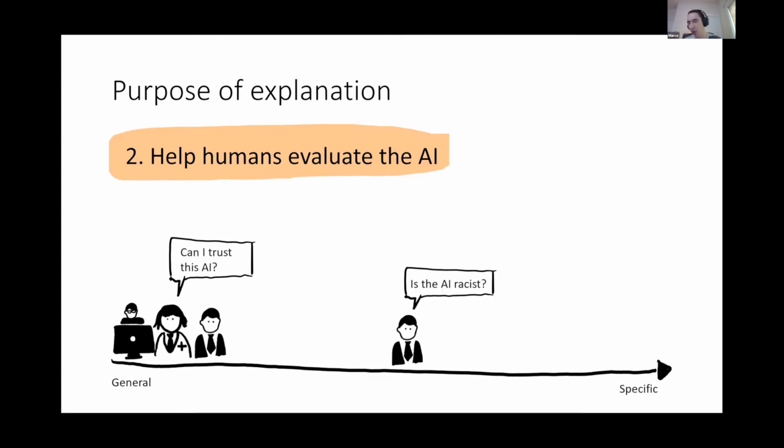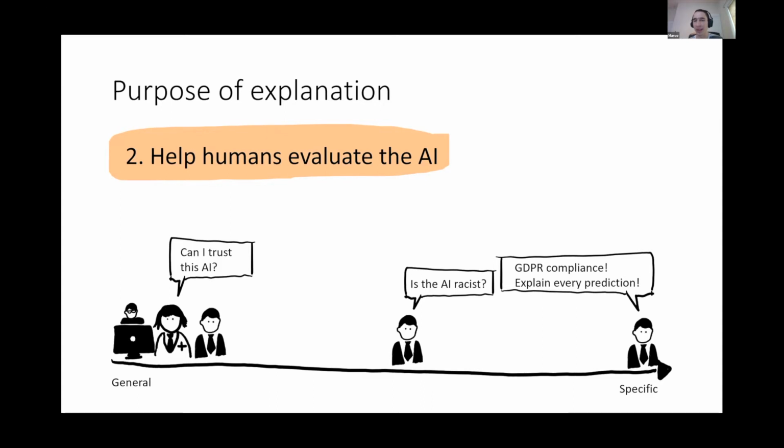A little more specifically, you may have specific questions like, is it racist? That's more specific than can I trust it? Or all the way on the right, you may want to explain every prediction, maybe due to compliance reasons. But in terms of evaluation, for example, if you make lending decisions, one way to evaluate that is to say you have to explain everything so that people can sue you if you use protected attributes or something. So this is the second heading.